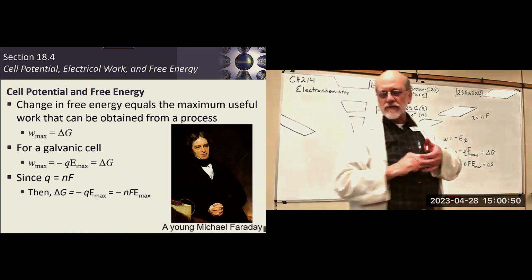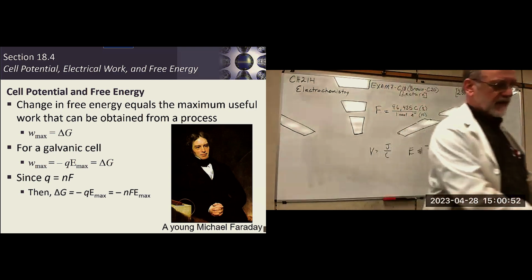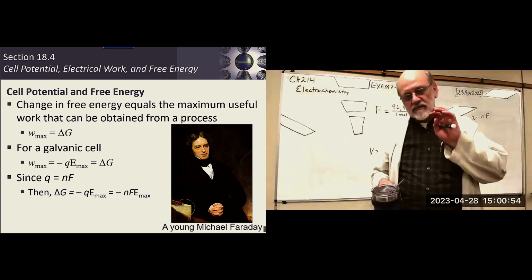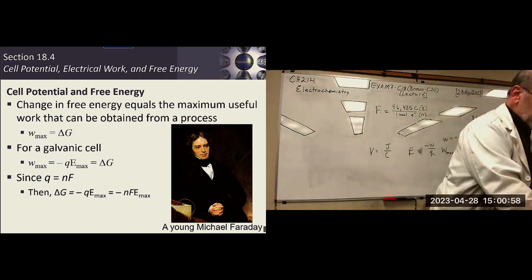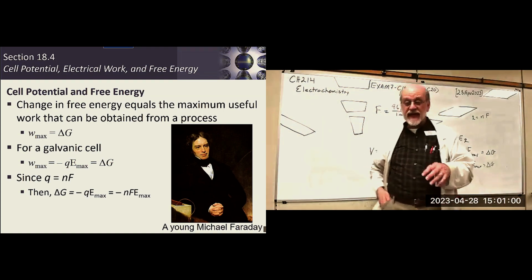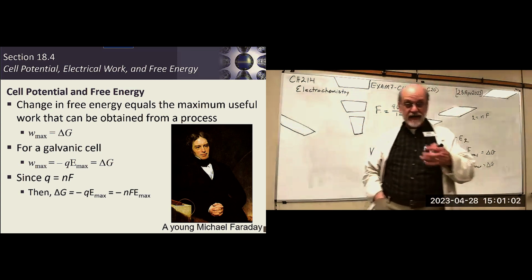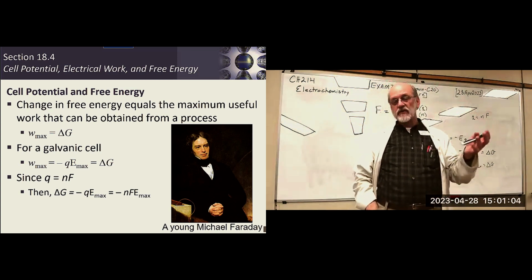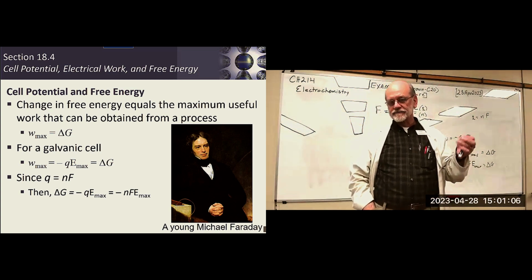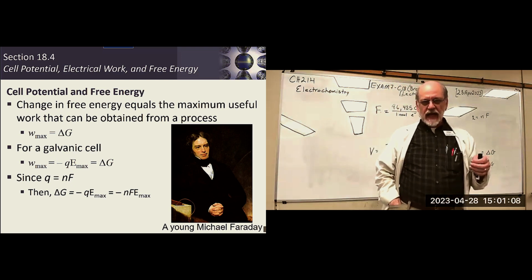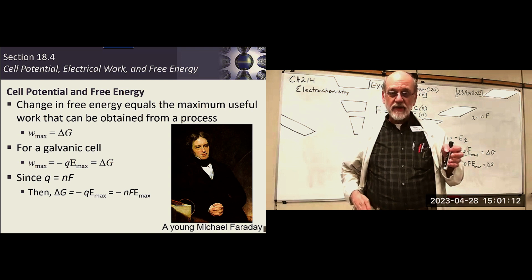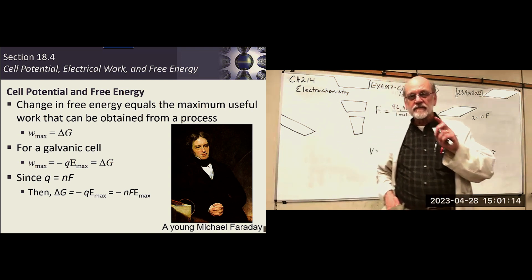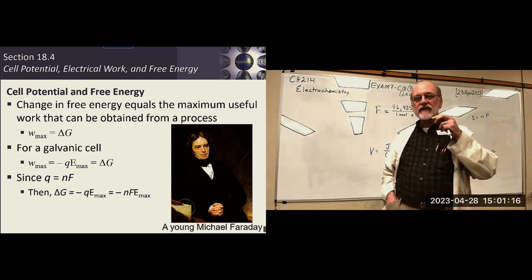Oh, there's a picture of Michael Faraday in his younger days. This guy was absolutely brilliant. He became a member of the Royal Society, which in England was virtually equivalent to a Nobel Prize. And actually, he got into the Royal Society by his discovery of electromagnetism.